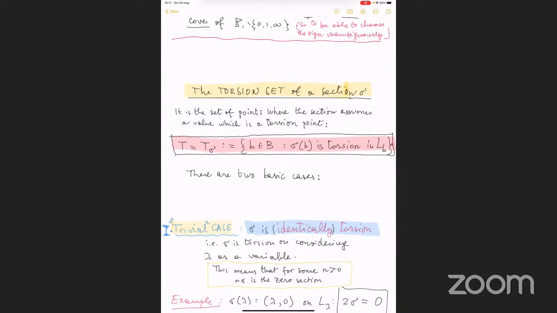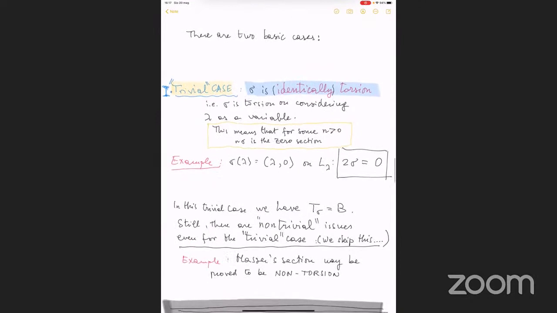And so one had to narrow, for instance, the points where the section becomes torsion. And there are two basic cases to study when we are interested in this torsion set. The first case, which I call the trivial case, occurs when sigma is identically torsion. Namely, it is torsion when considering lambda as a variable. This means that for some fixed integer n greater than 0, n times the section is the 0 section.